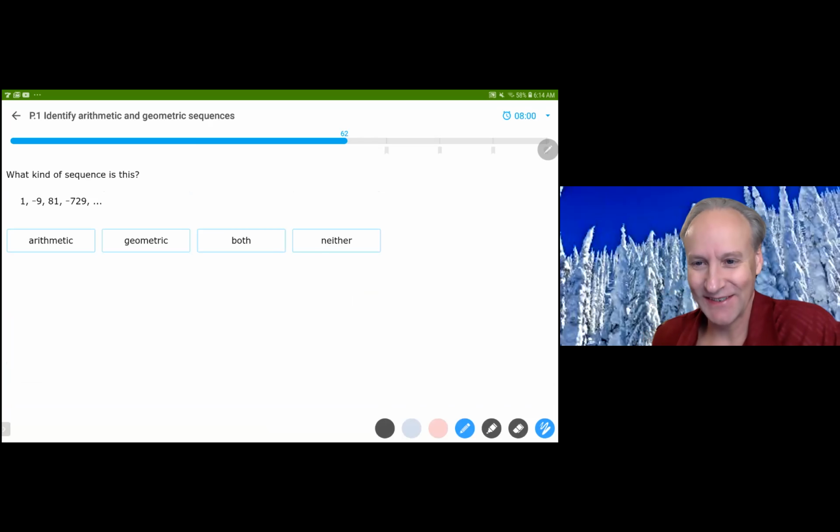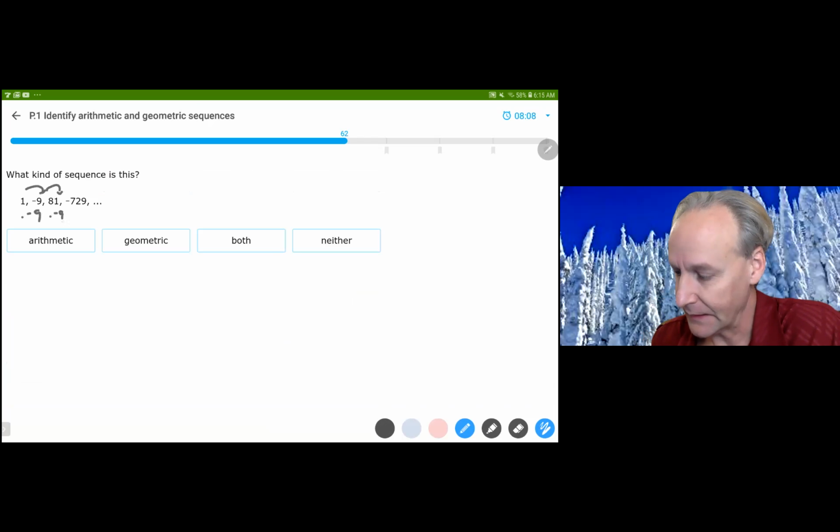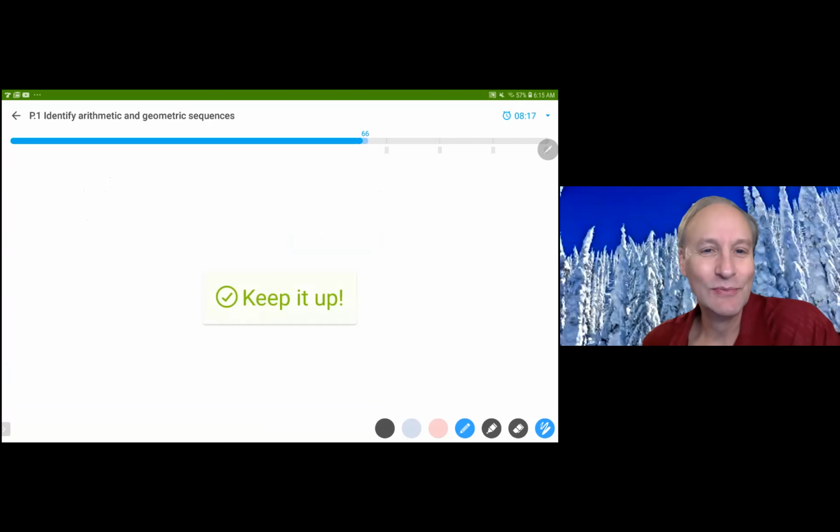All right. This time I'll see if I can do it right. I'm multiplying by -9. And sure enough, I did. And then I multiplied by -9 again. And I'm actually going to check it. And sure enough, I multiplied by -9. That is correct, by the way. And this is a geometric.